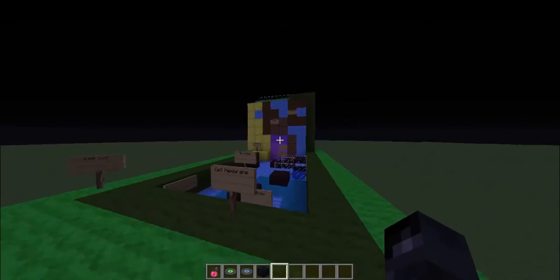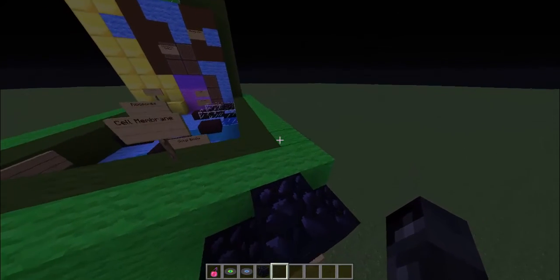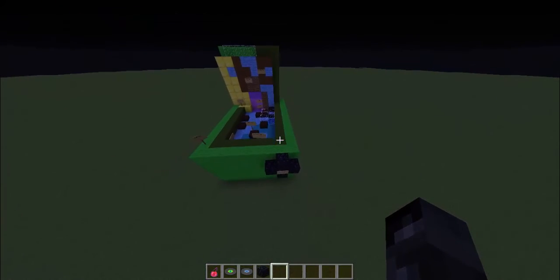This is a plant cell, and we had to do this, so yeah, it's pretty cool.